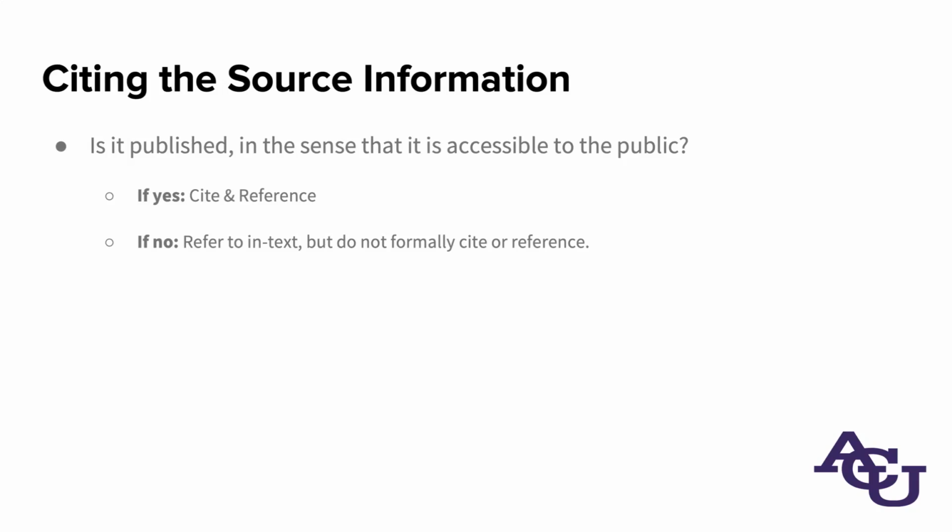So if it appears in a course textbook, well, anyone could buy the textbook, so you would cite and reference that. If it appears only on the course website, then we would refer to it in the text, but we wouldn't have a parenthetical citation and we wouldn't have a reference entry at the end. So for that latter example, you might say something to the fact of, in the provided case study, Carl and Mary are, or in the provided case study, Penny is a patient who is presented with X and Y and Z.